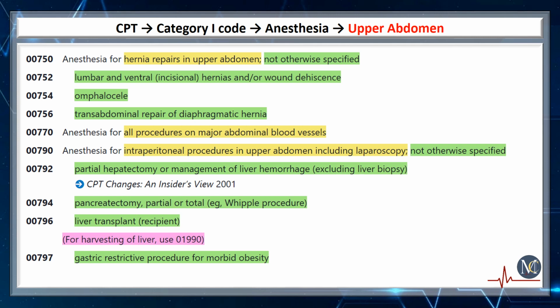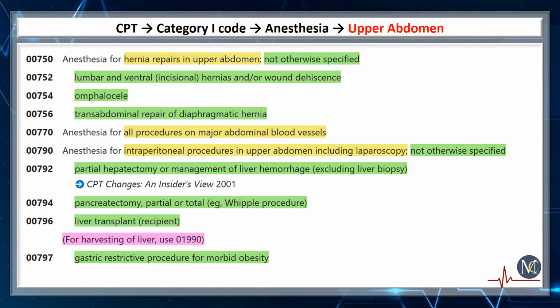Next code is 00770. Anesthesia for all procedures on major abdominal blood vessels. Next code is 00790. Anesthesia for intraperitoneal procedure in the upper abdomen, including laparoscopy, not otherwise specified. The peritoneum is a continuous transparent membrane which lines the abdominal cavity and covers the abdominal organs like stomach, spleen, liver, first and fourth part of the duodenum, jejunum, ileum, transverse, and sigmoid colon.